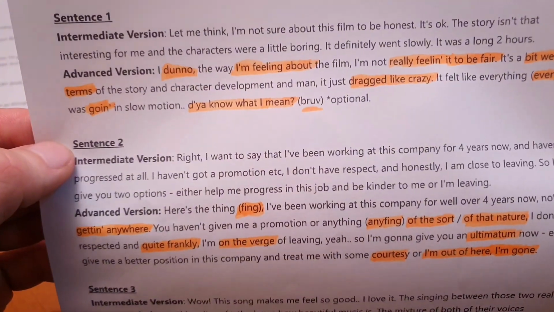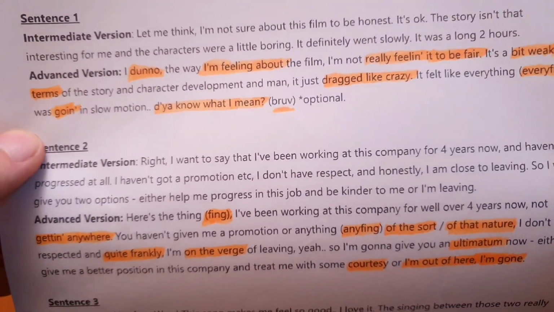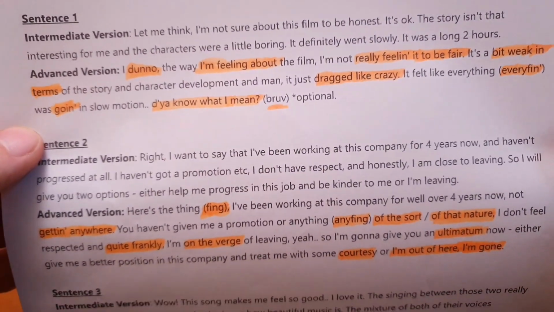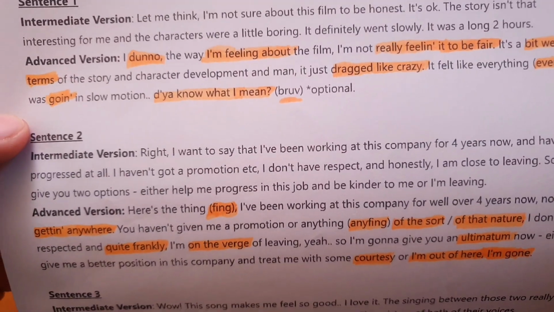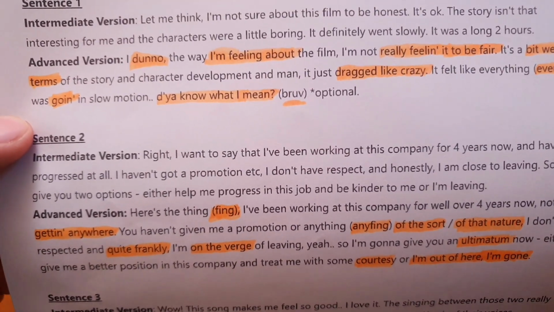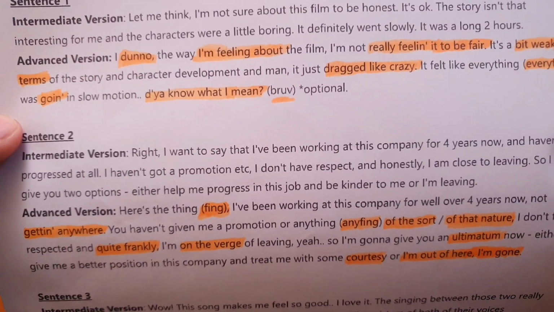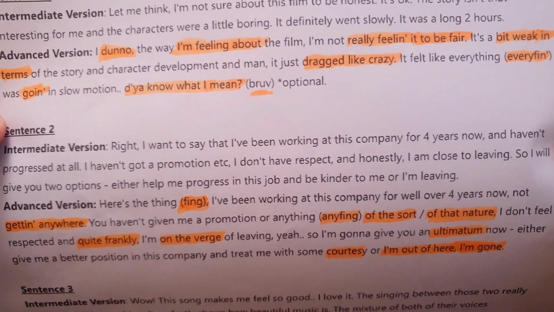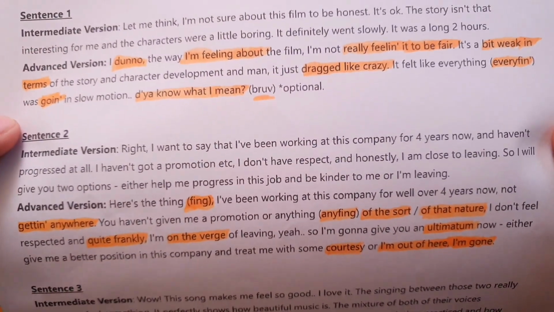I don't know. The way I'm feeling about the film, I'm not really feeling it, to be fair. It's a bit weak in terms of the story and character development, and man, it just dragged like crazy. It felt like everything was going in slow motion. Do you know what I mean?